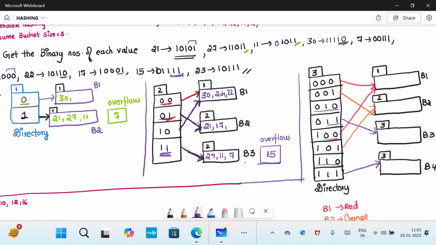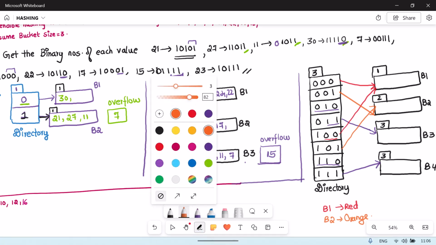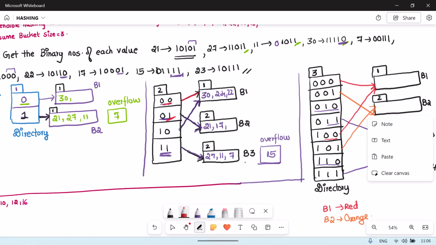Now this is 1, 0, right? So where do you think it has to go? One is 0, 0. The other one is 0, 1. So 1, 0 also will go to 0, 0 itself. So red color. So 0, 0.